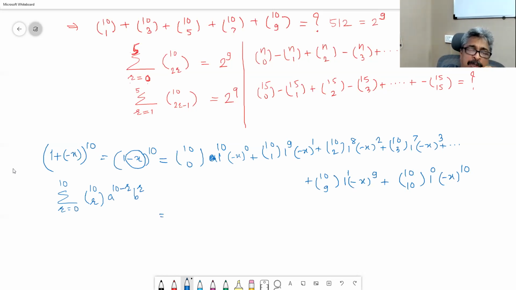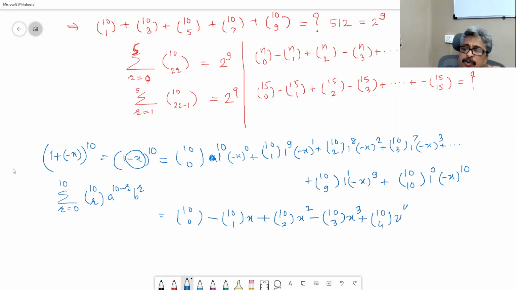Okay, now one more step. 10 choose 0 minus 10 choose 1 x plus 10 choose 2 x square minus 10 choose 3 x cube plus 10 choose 4 x to the 4 plus dot dot dot plus, sorry, minus 10 choose 9 x raised to 9, plus 10 choose 10 x raised to 10.